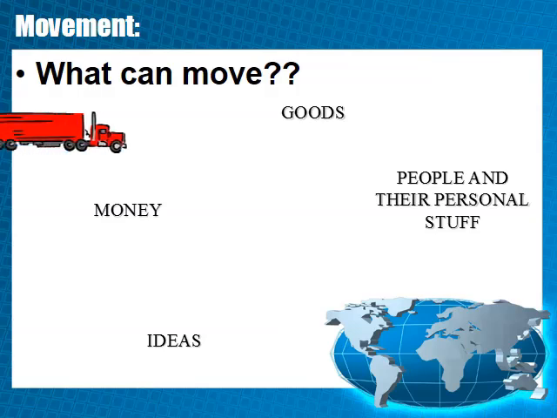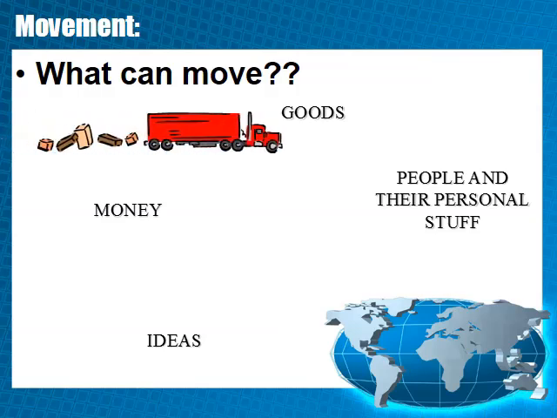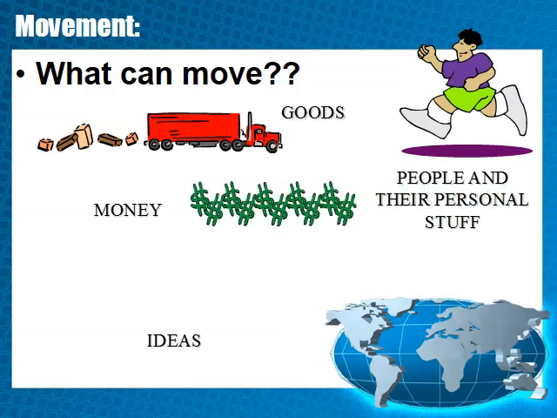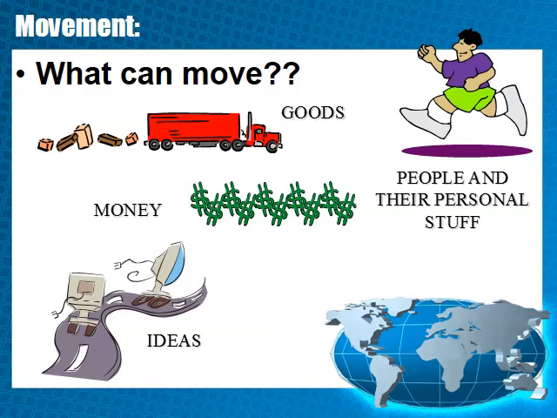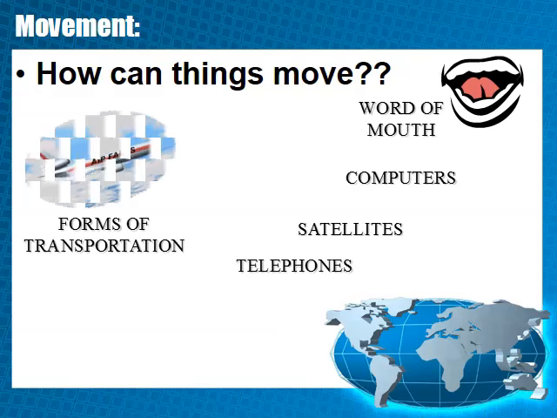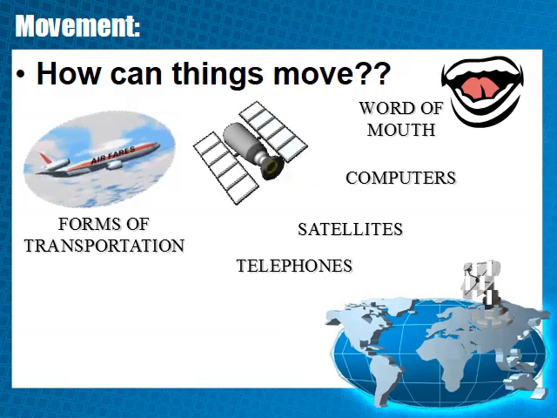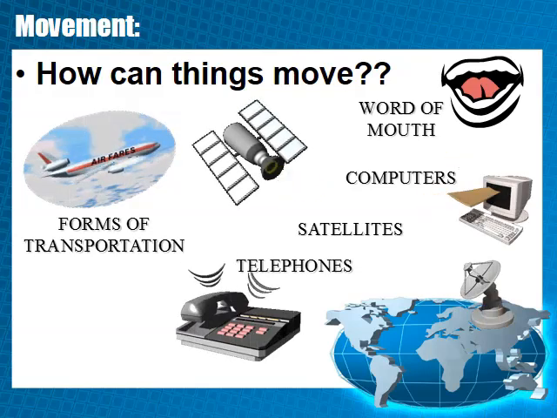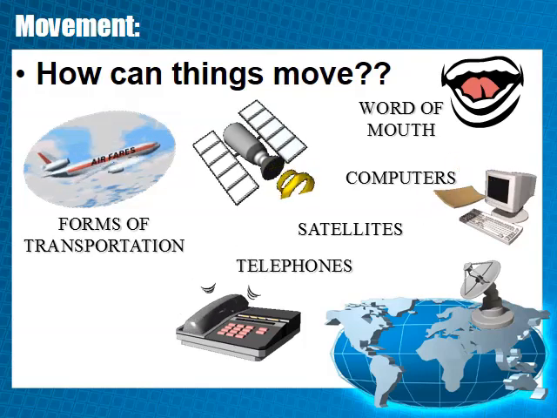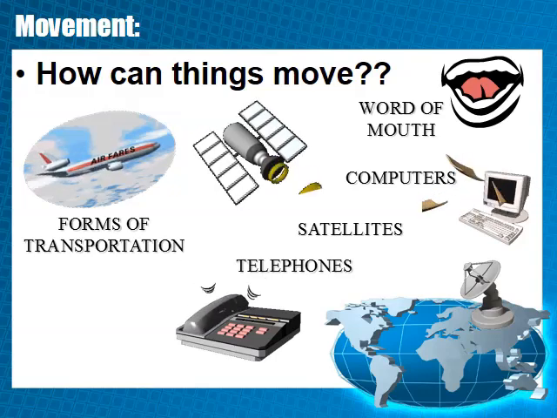Things that can move include goods. We move goods all over the world. If you are buying something on Amazon, you are getting that good moved to you from all over the globe. People can move. Their personal things can move. We move money, and we move ideas. How do things move? Well, you can move it through word of mouth, through forms of transportation, through computers, satellites, telephones. This one requires a lot of technology, and I want you to think about how things moved way back in history versus how things are moving today. That could be transportation or communication.